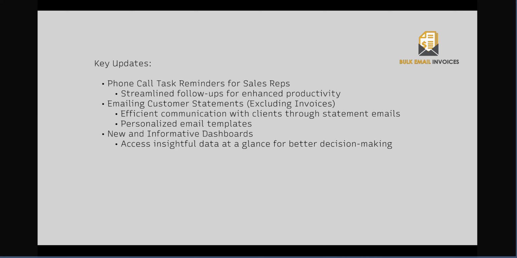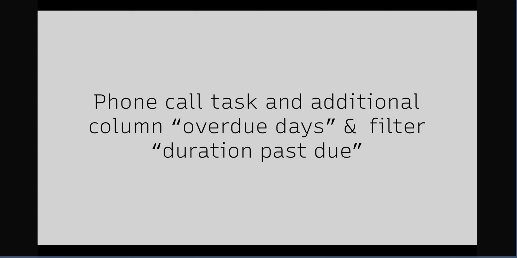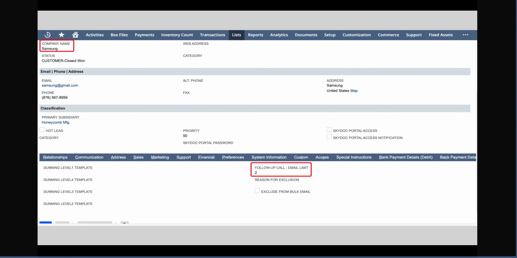And the next one is now you will have the ability to email customer statements excluding the invoices. So traditionally with BEI, you would attach invoices for dunning, but you now have the ability to do it with customer statements as well. Now we have new and informative dashboards which would help you with better decision making as well. Let's get into the first one, which is the phone call task. We've also added an additional column and filter that would help you with better filtering of results. So let's get into the next slide.